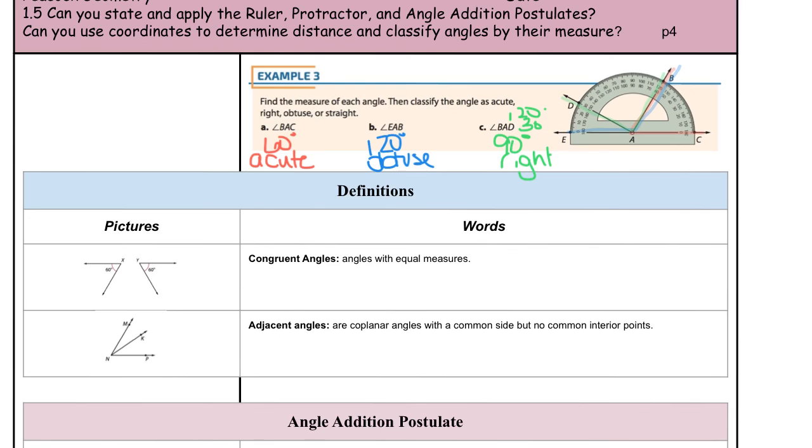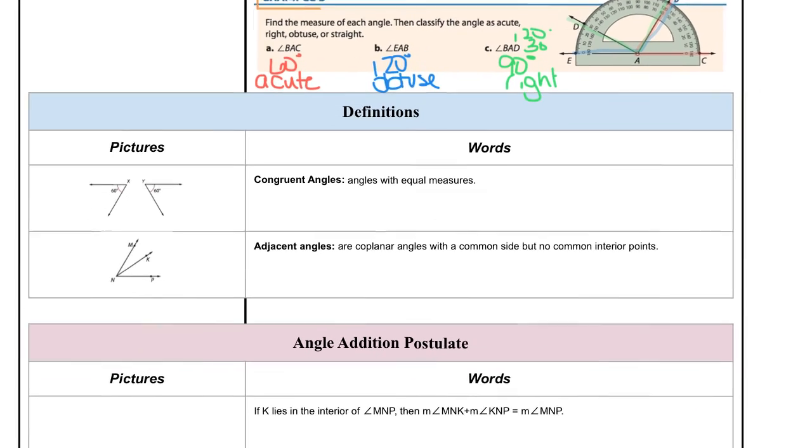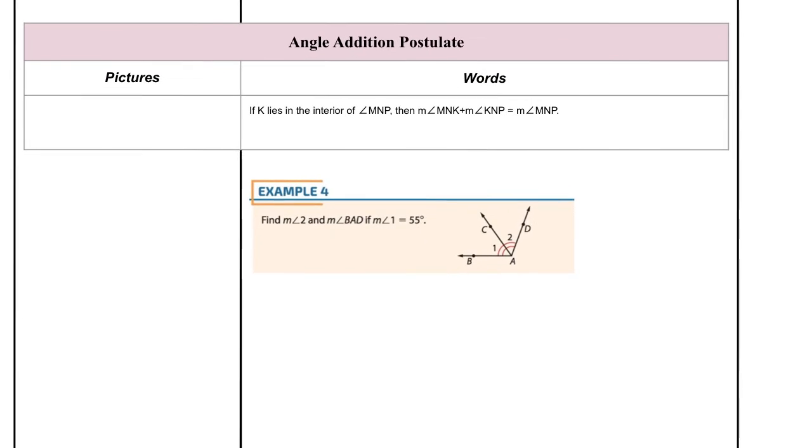Okay. All right, so a couple more definitions. Congruent angles are angles with equal measures. Adjacent angles are coplanar angles with a common side, but no common interior points. Your angle addition postulate is one you will use quite a bit in proofs.